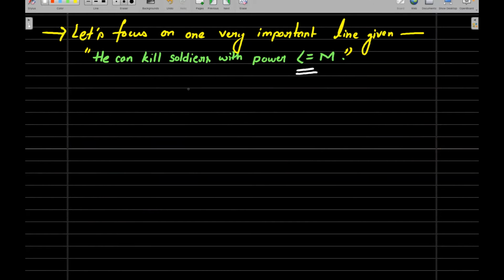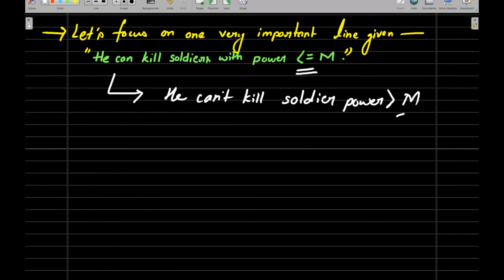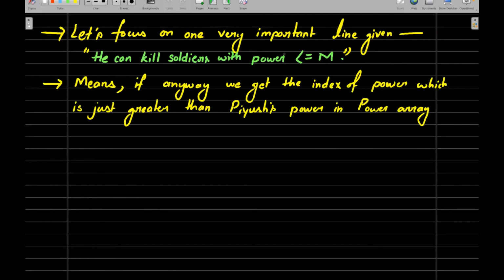So, in other words, we can say that he can't kill soldiers with powers greater than m. Okay. You can say that, right? Just to remember that part, we'll come to that.